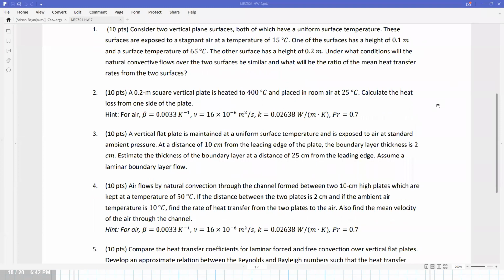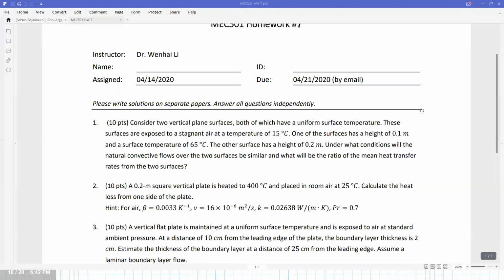Quick question. Will homework 6 grades be posted on Blackboard? Yes, I will. From 5, right? I don't think you have 5 either. So 5 and 6 I will also put there, the grades. Yeah, the grade. Okay. Thank you. No problem.